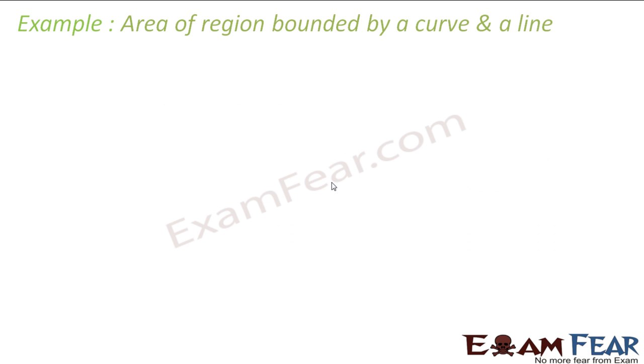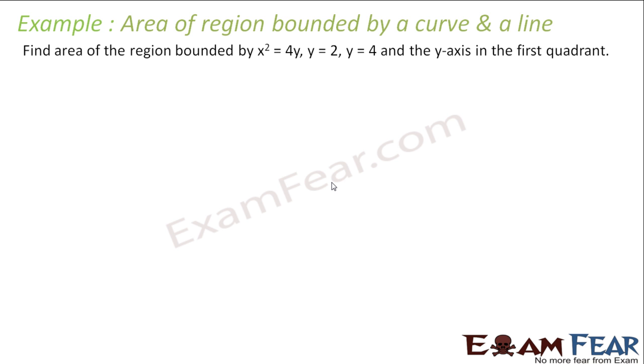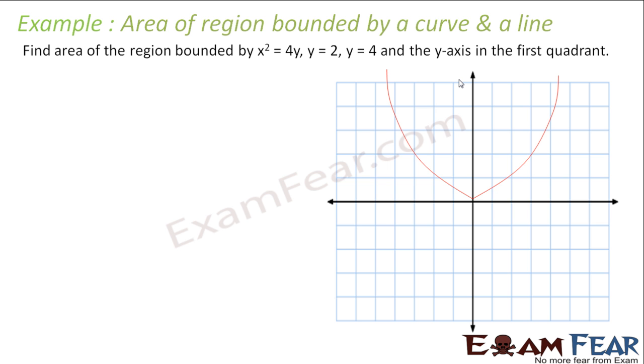Let's take one more example. We have to find the area bounded by x square is equal to 4y, y is equal to 2, y is equal to 4, and the y-axis in the first quadrant. So earlier I had y square is equal to x form. Here we have x square is equal to y form. So let's draw this graph. This is my x square is equal to 4y graph.